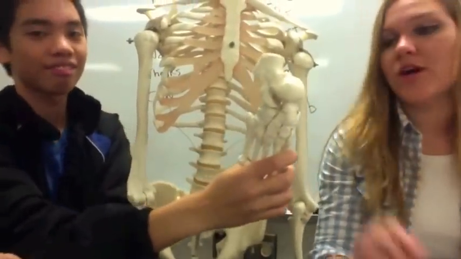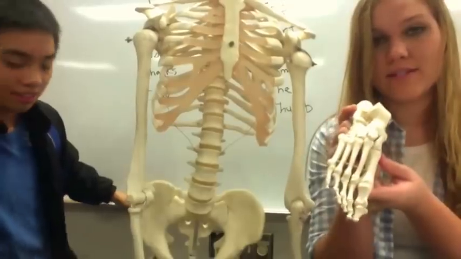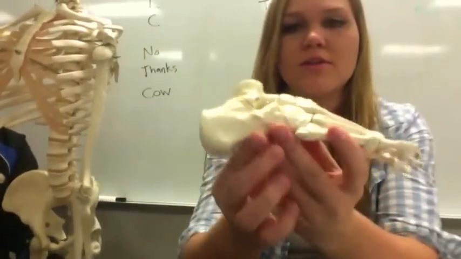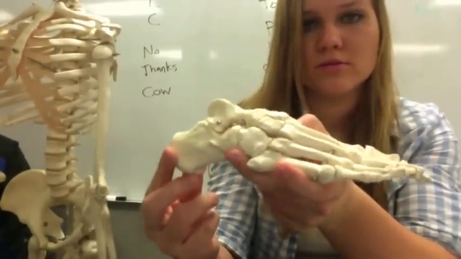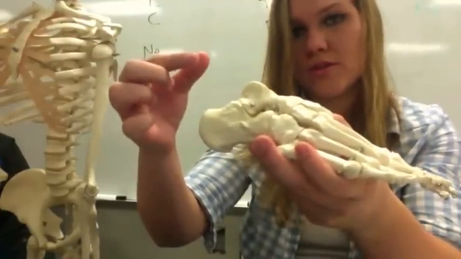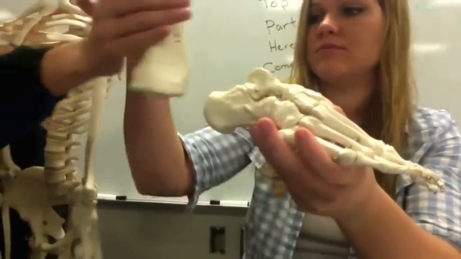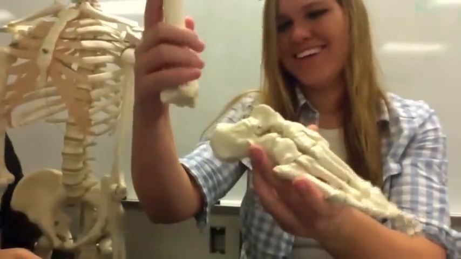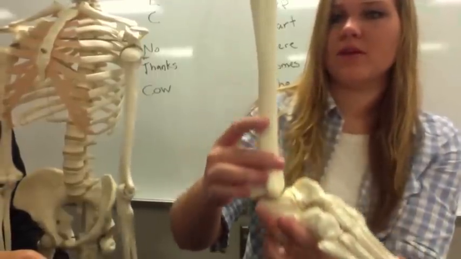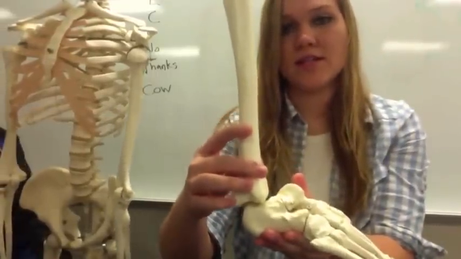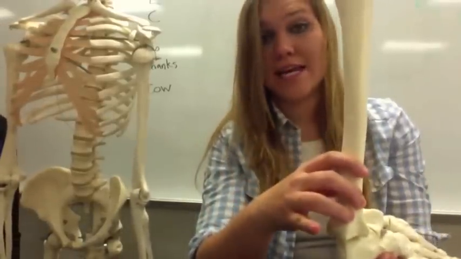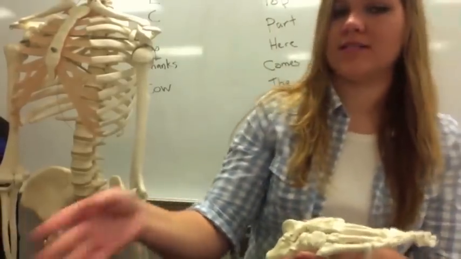Tarsals. So this is obviously a foot. On your foot you have your heel bone right here, called your calcaneus. You would have your tibia sitting on your calcaneus like this, and right back here would be your calcaneal or Achilles tendon. Just a little fun fact.